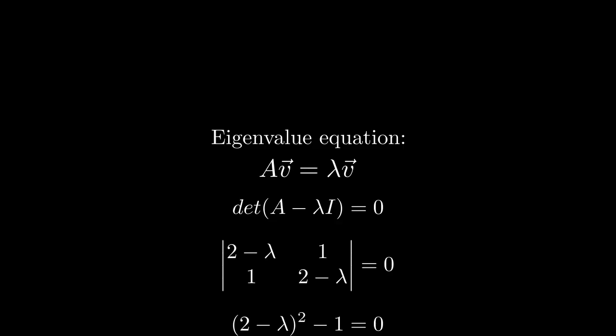To find the eigenvalues of a matrix, we need to solve the characteristic equation, which is obtained by setting the determinant of A − λI equal to 0, where I is the identity matrix.